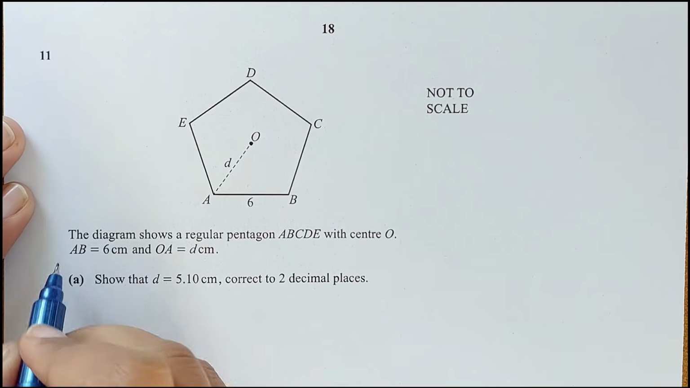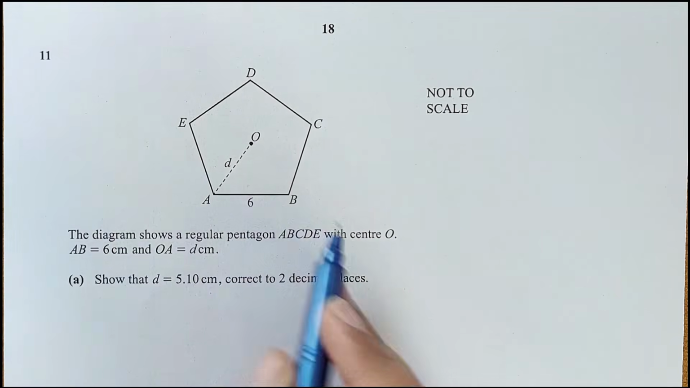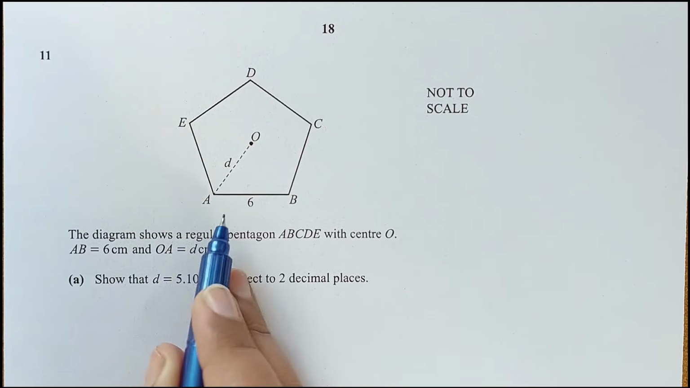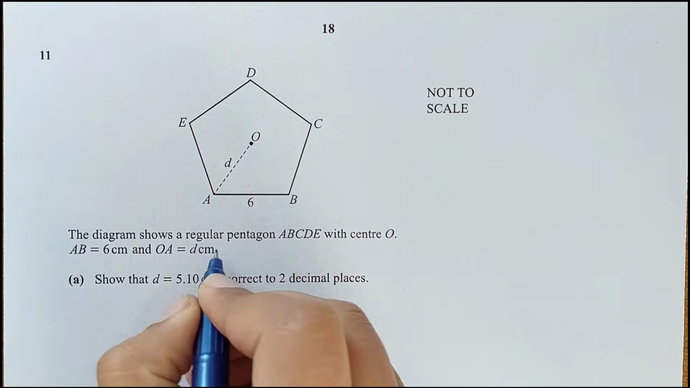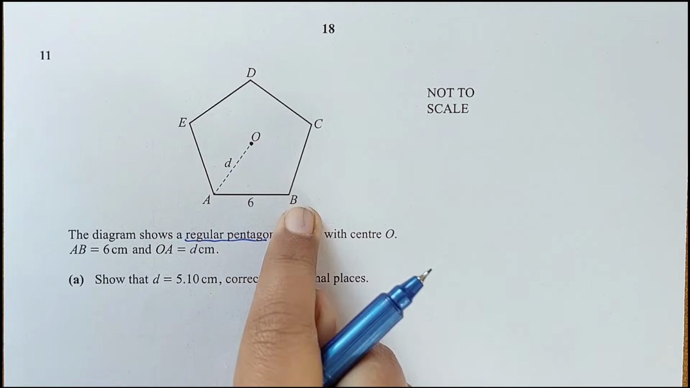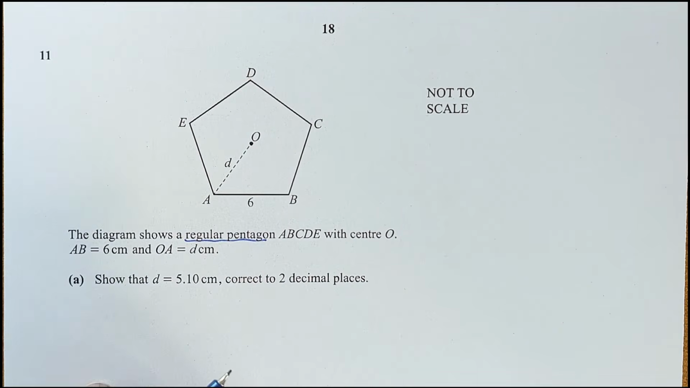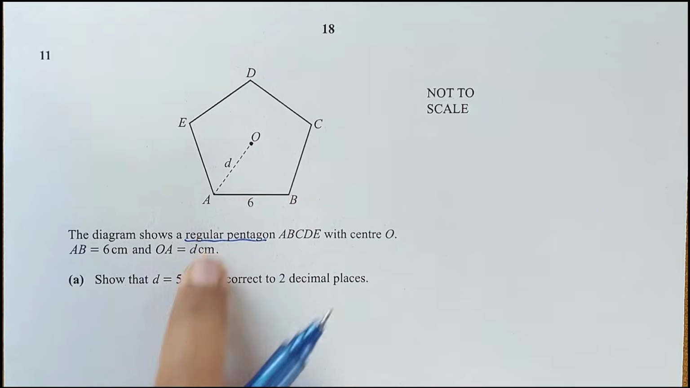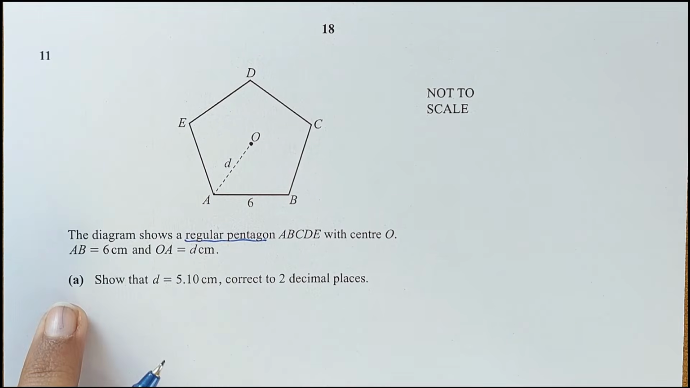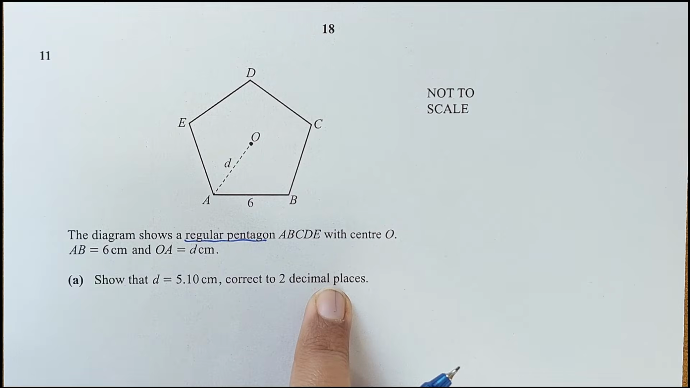Question number 11. The diagram shows a regular pentagon ABCDE with center O. AB is 6 centimeters. So if it is a regular pentagon, it means all the sides are 6. AB is 6, BC is 6, CD is 6, DE is 6, and EA is 6. OA is d centimeters, right? Part A: show that d is 5.12 centimeters, correct to 2 decimal places.